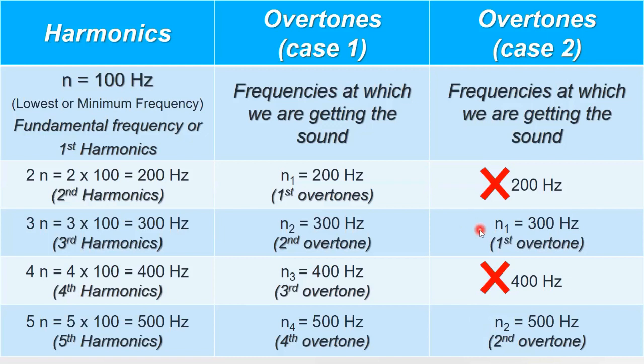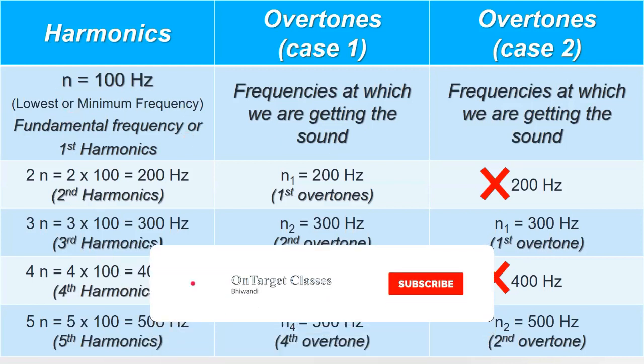So we will say that it is the frequency of the first overtone. Similarly, if we are getting the next sound after the first overtone at 500 hertz, we will say that it is the second overtone. Overtones means the frequency at which we are getting the sound, and it should be greater than the fundamental frequency.